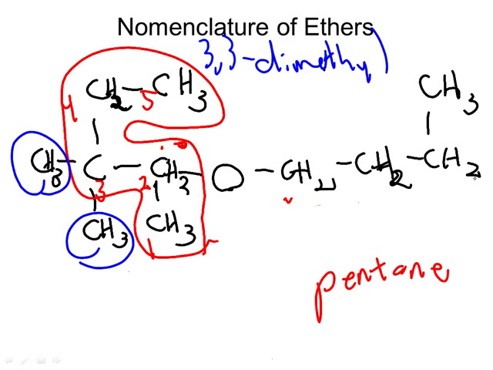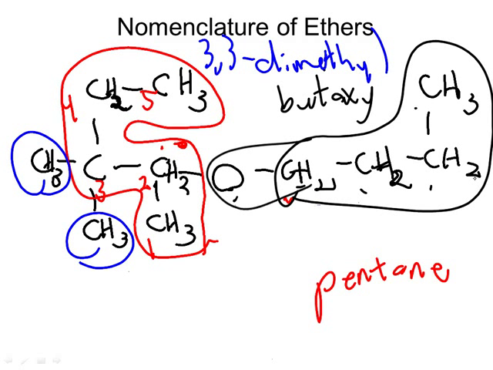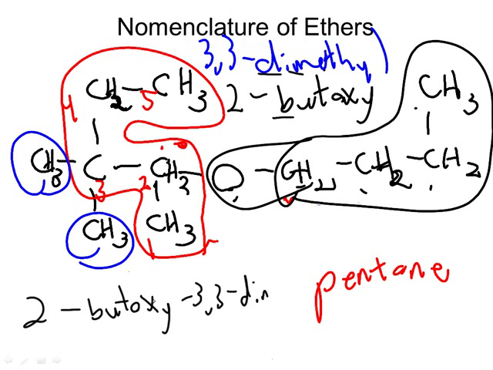And then we have this butoxy group. I'm going to do this in black, and so I'll write it in black. Butoxy. It's a butoxy because it's 4 carbons long and it's got an oxygen here. So it's a butoxy group. And it's attached to the parent chain in red at carbon number 2. So what we get, and we have to put these in alphabetical order. Again, we ignore the di, so we look at B versus M. So it becomes 2-butoxy, 3,3-dimethyl pentane.